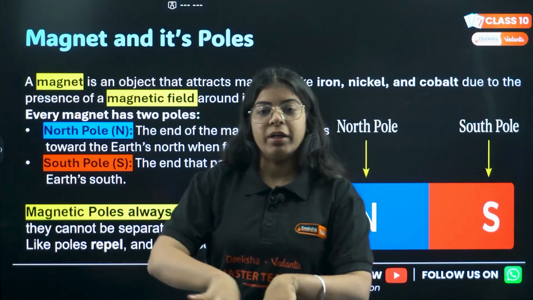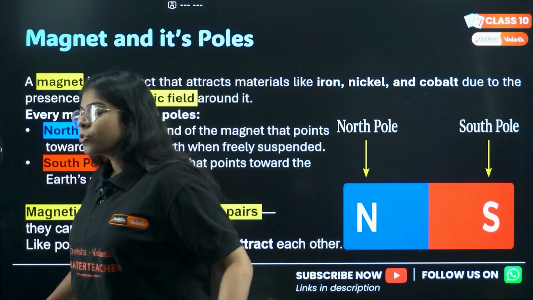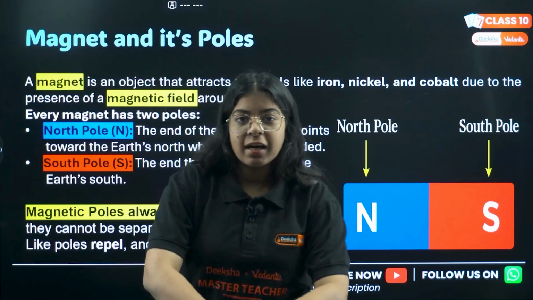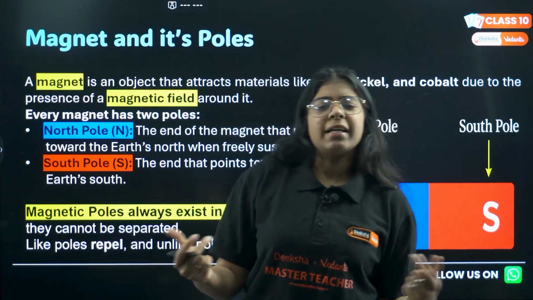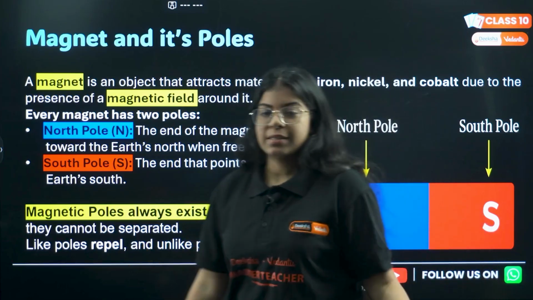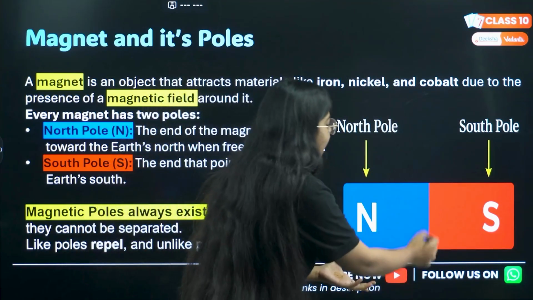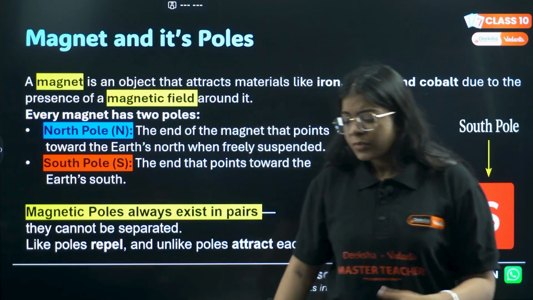magnetic field around it. Why does it affect iron? Because it produces a thing called a magnetic field around its area, and because of that, iron, cobalt, nickel get attracted to it. So this magnet has two kinds of poles. Let's say this is my magnet, half part of it will be north and the other part will be called south. What is a north pole?